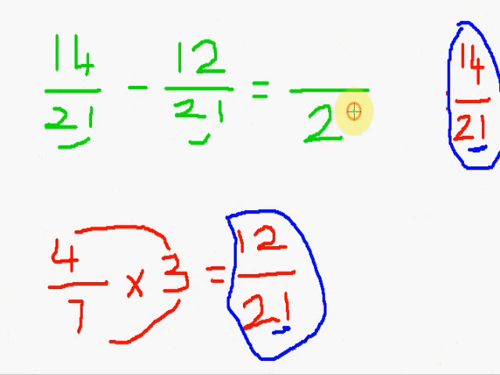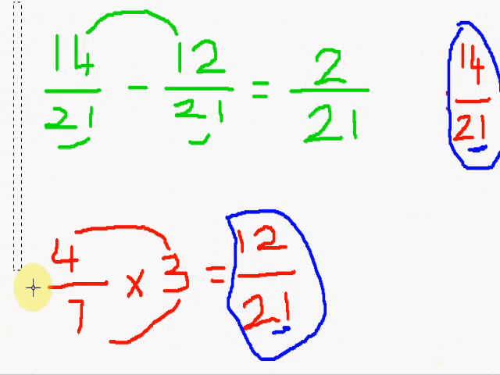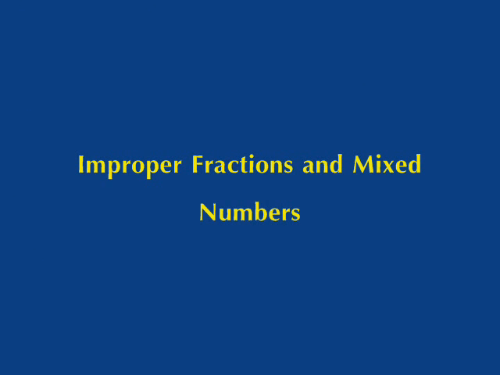So our answer is, that's very easy, 2 over 21. So this is a very easy and straightforward operation. As I said, there are many other ways of doing it, but I like this one, and that's why I am showing it to you.